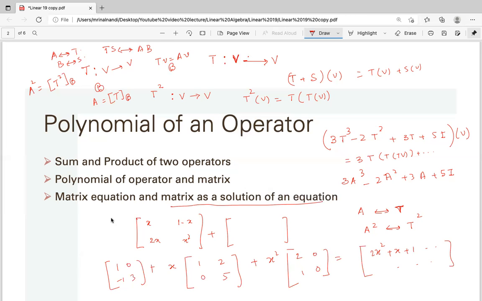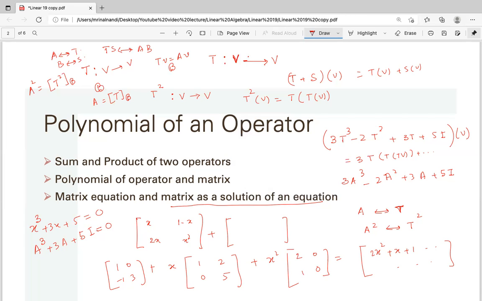The next thing is a matrix as a solution of an equation. What does this mean? Say there is the equation x cube plus 3x plus 5 equal to 0. Now some matrix is a solution of this equation. What is the meaning of that? The meaning is this: a matrix A, obviously a square matrix, otherwise A cube is not defined, is a solution of this equation, meaning A satisfies this equation. That means A cube plus 3A plus 5I, where I is the identity of the same order as A, equals zero.